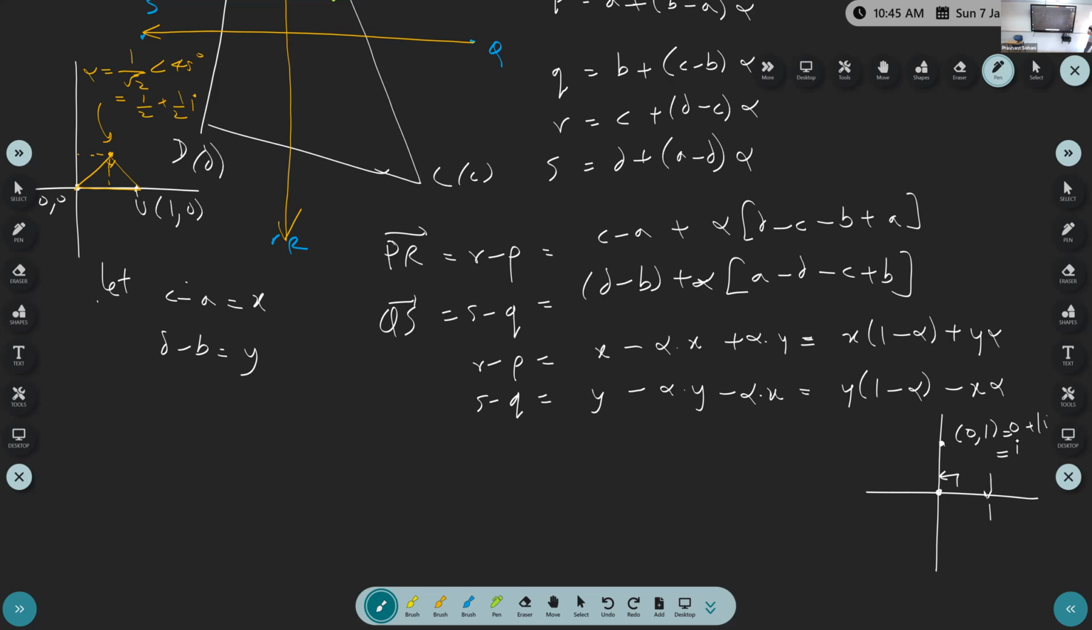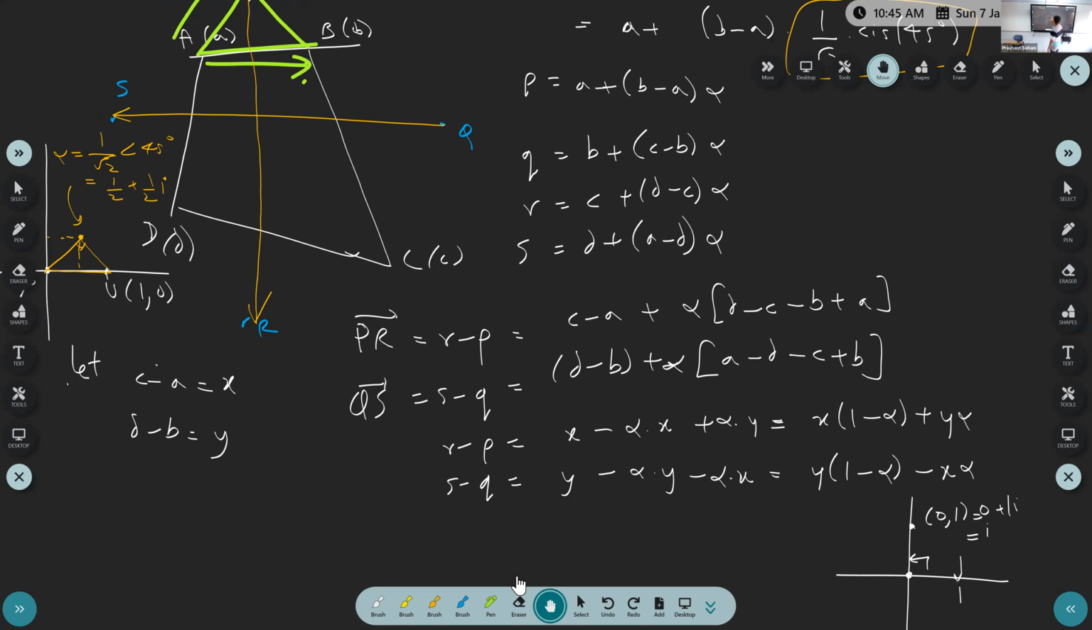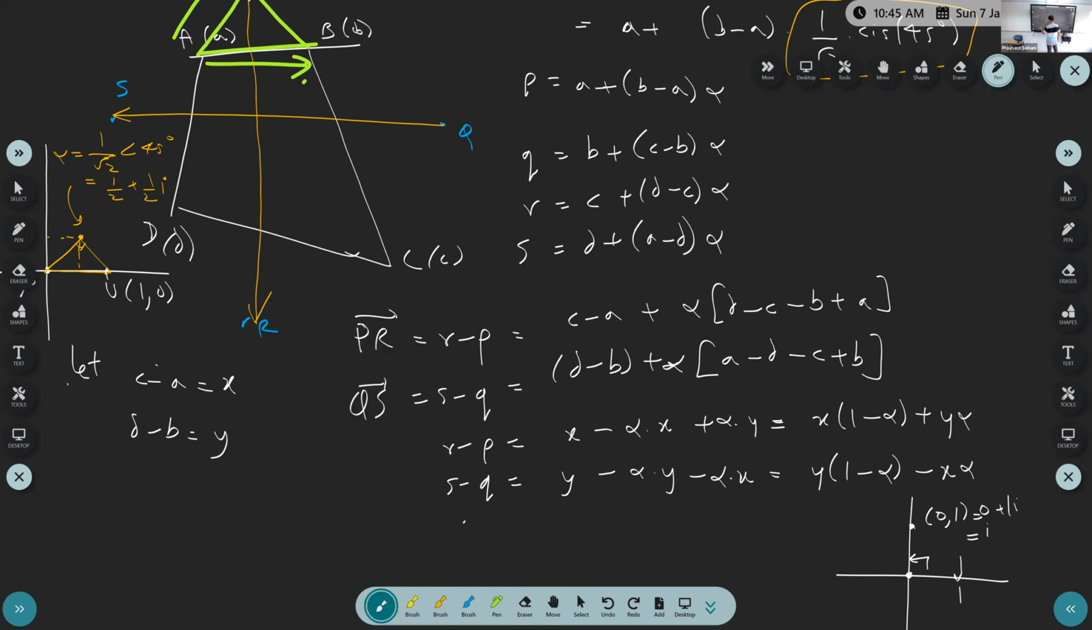So therefore, rotating by 90 degrees is the same as multiplication by i. So if the property is true, in my diagram I need to check which vector will be rotated into which one anti-clockwise. QS rotated anti-clockwise will become PR, right? So what I expect is that QS, that is S minus Q, rotated by 90 degrees should equal PR.